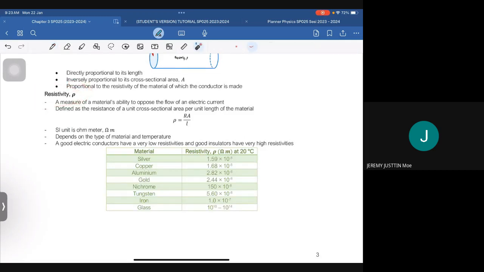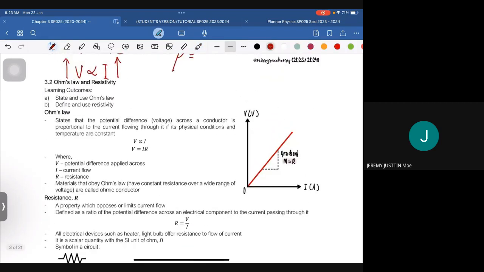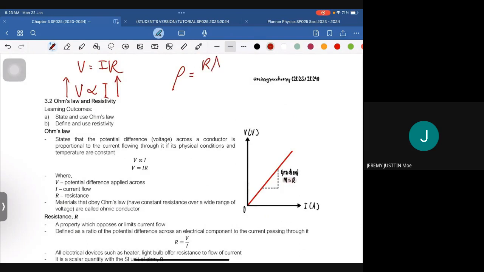Rho macam density. Okay, so this one here is known as resistivity. This is the ability of the material untuk oppose the flow of an electric current. Okay, so dia tidak mau bagi current tu jalan lah. Okay, they oppose the flow. So sekarang ni, formula dia adalah RA over L. So formula yang ini, dua formula ni is the formula yang kamu akan guna.